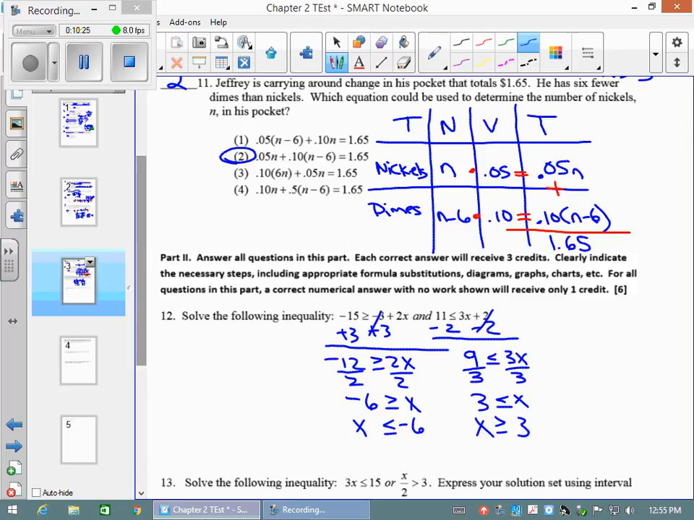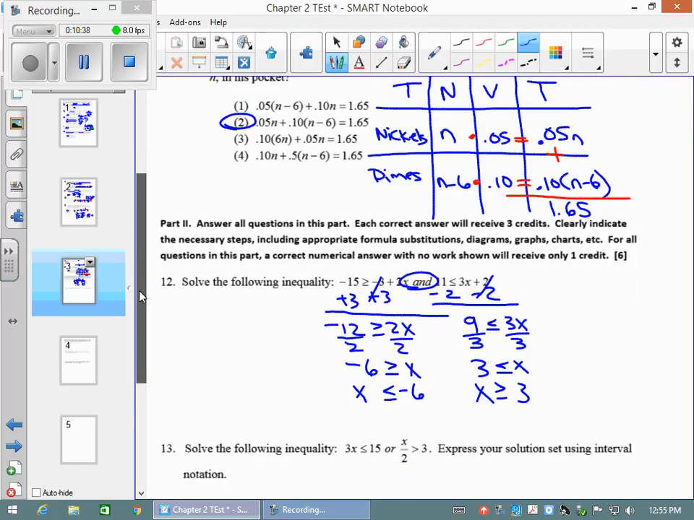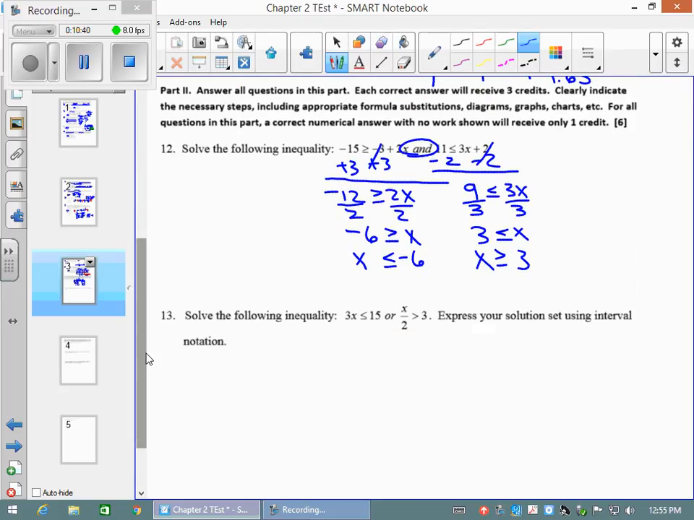Now here you're talking about an and inequality. So if there are a number where x is less than or equal to negative 6, and also where x is greater than or equal to 3, the answer is no. There's no solution to this, because there are no numbers that meet both of these requirements.